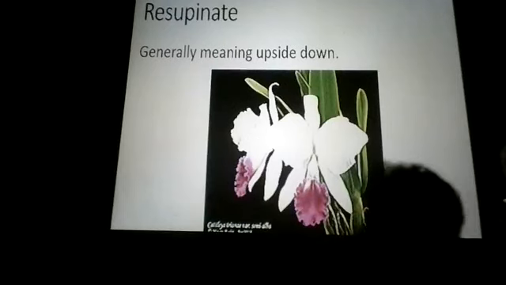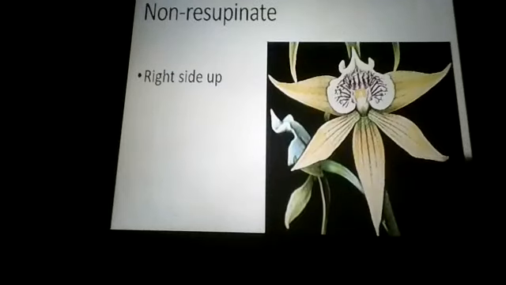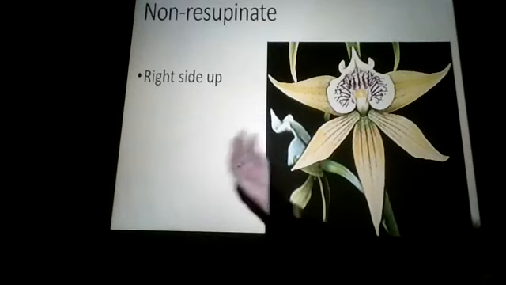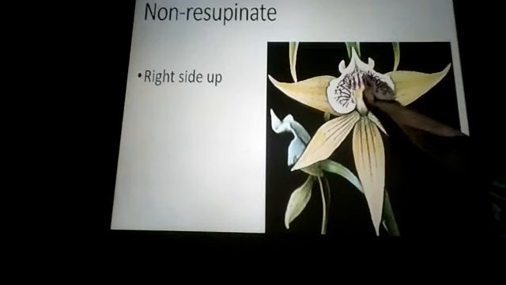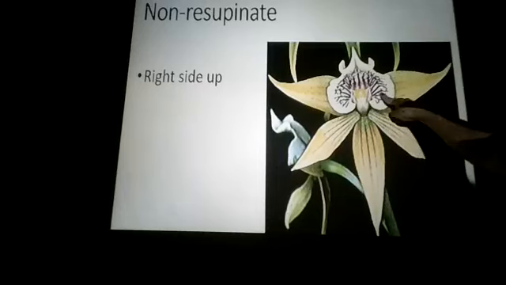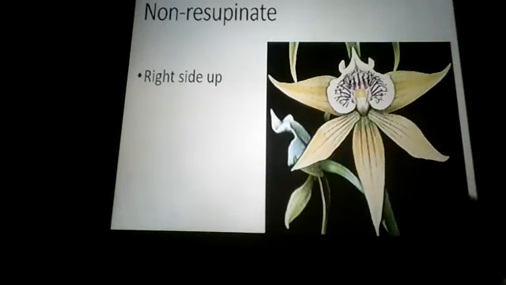Okay, and the next one. Now here's an example of a non-resupinate orchid. When it comes out, it just comes straight out and it opens, and you have the lip on the top. So it makes it look upside down, but it's really right side up. So you have petal, petal, petal, and then you have sepal, sepal, and sepal over there.